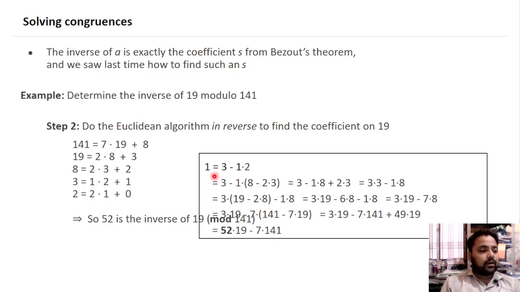Here 1 is equal to 3 minus 1 into 2, and 3 minus 1 into brackets 8 minus 2 into 3. So 3 minus 1 into 8 plus 2 into 3 equals 3 into 3 minus 1 into 8. Same here, 3 into 19 minus 2 into 8 minus 1 into 8 equals 3 into 19 minus 6 into 8 minus 1 into 8 equals 3 into 19 minus 7 into 8, which is equal to 3 into 19 minus 7 into 141 minus 7 into 19, equals 3 into 19 minus 7 into 141 plus 49 into 19, equals 52 into 19 minus 7 into 141. So here 52 is the inverse of 19 modulo 141.